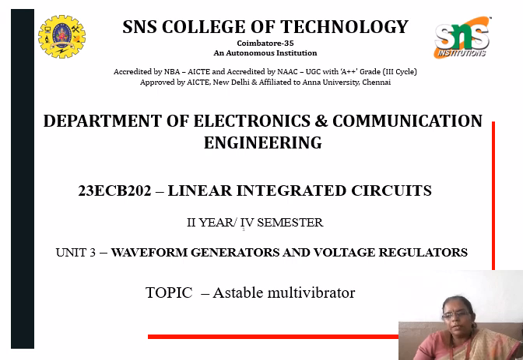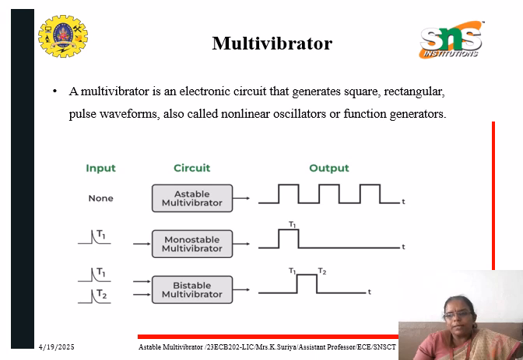In this video, let us see about another type of waveform generator which is known as Astable multivibrator. Before going into Astable multivibrator, we need to know what is multivibrator. A multivibrator is a circuit that generates different types of output waveforms like square wave, rectangular wave, and pulse waveforms. So it is also known as non-linear oscillator or function generator.